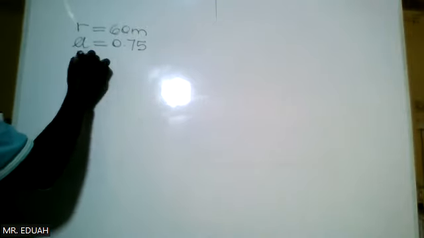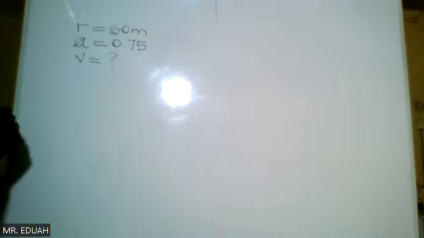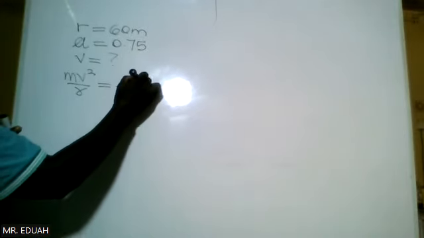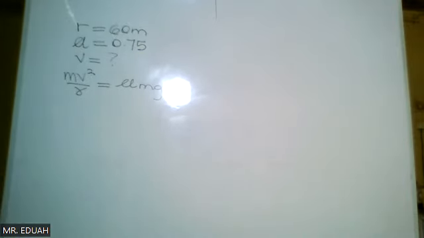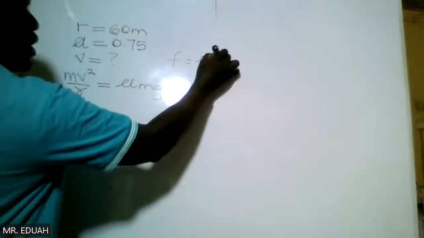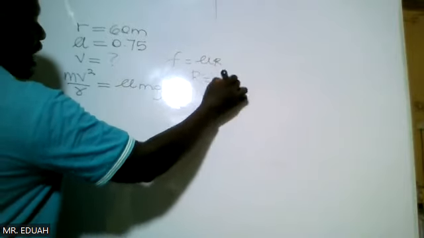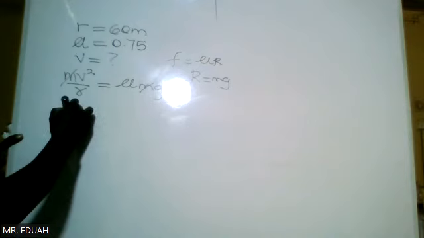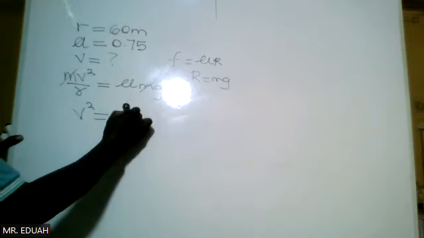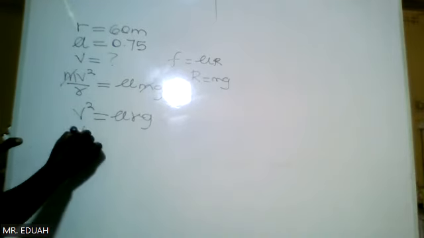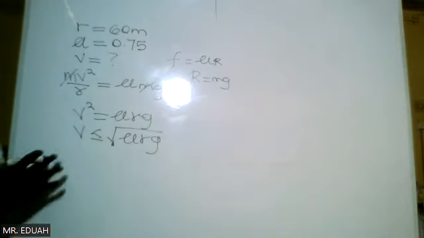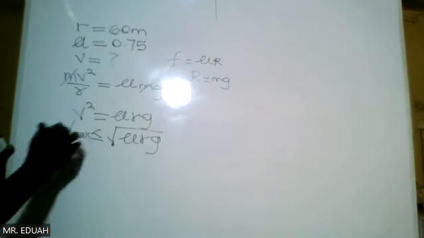As I told you, when the road is not banked, the centripetal force which keeps the car in circular motion is provided by the frictional force. So mv squared over R is equal to mu mg, and this is the frictional force, because frictional force F is equal to mu R, the normal reaction. But for a body flat on the surface, the reaction is mg. So m will cancel out. So v squared will be equal to mu Rg. Therefore, v must be any value less than or equal to the square root of mu Rg. And this is the expression for the maximum speed.